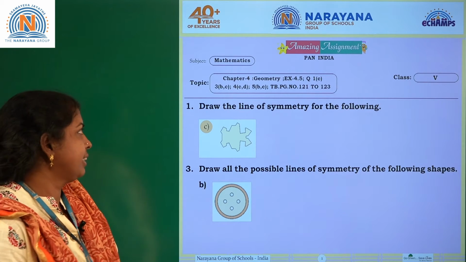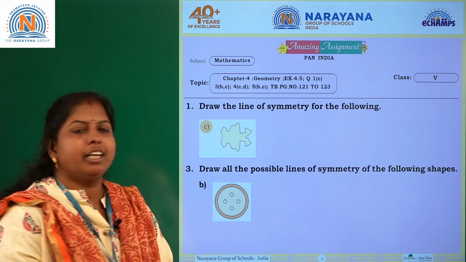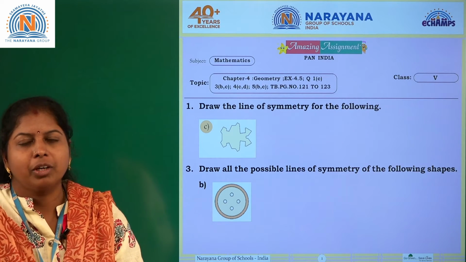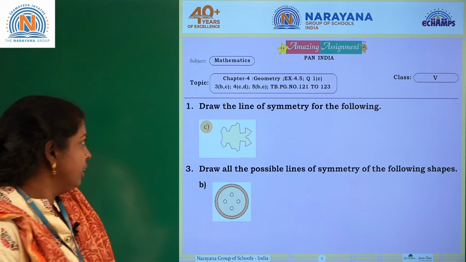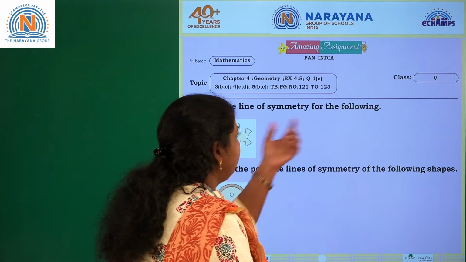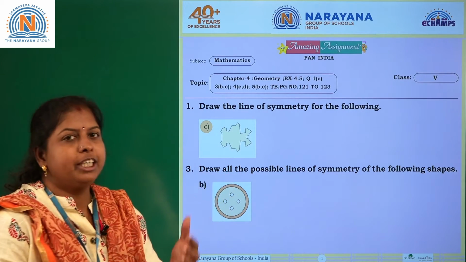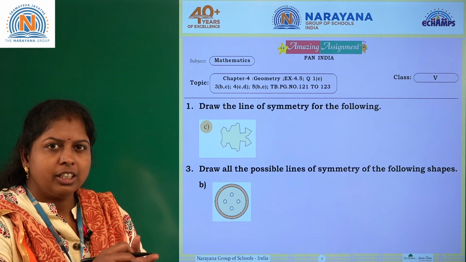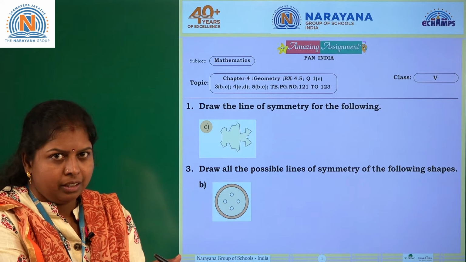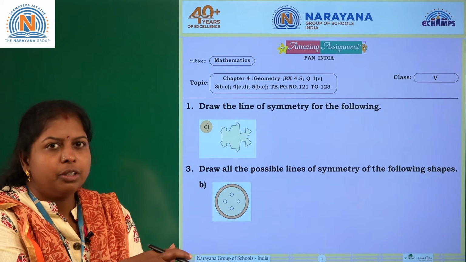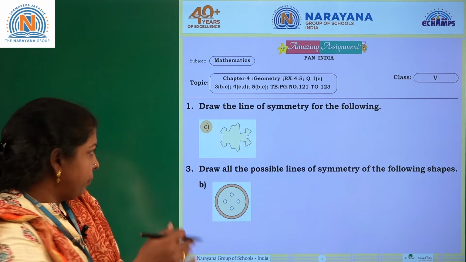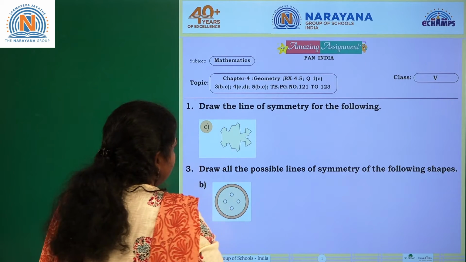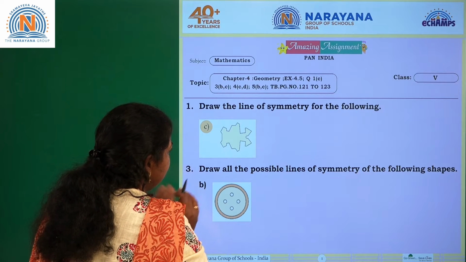Our today's amazing assignment is based on the concept of geometry, and for this you can refer to textbook page numbers 121 up to 123. Draw the line of symmetry for the following. There is a picture, and you need to draw the line of symmetry. Line of symmetry means that after drawing that line, if you overlap the picture on the other side, it should look the same. Here, by drawing, we can divide that picture into a symmetrical figure.